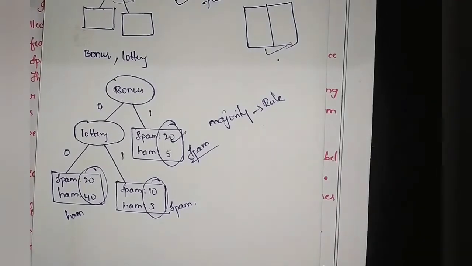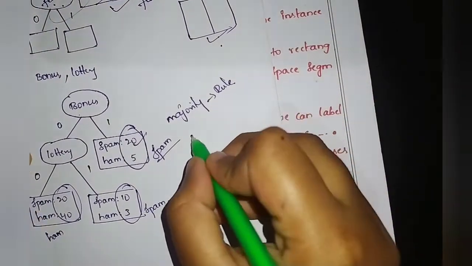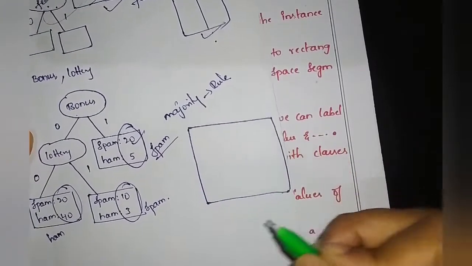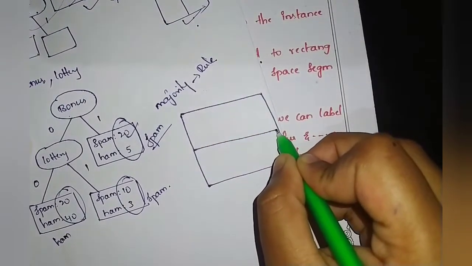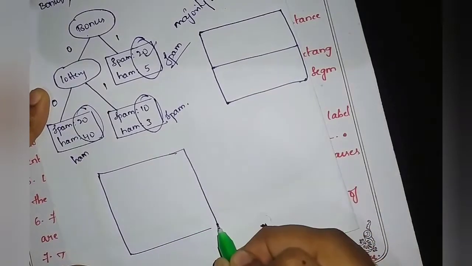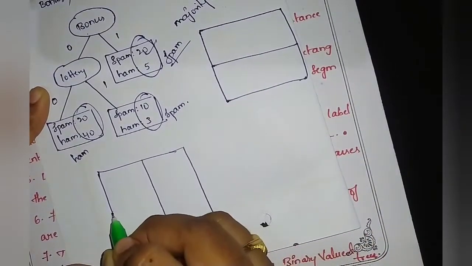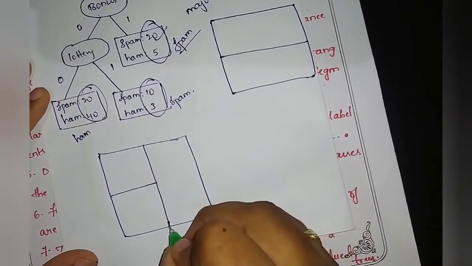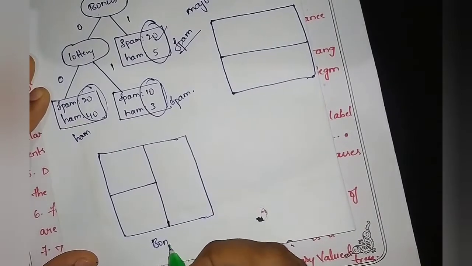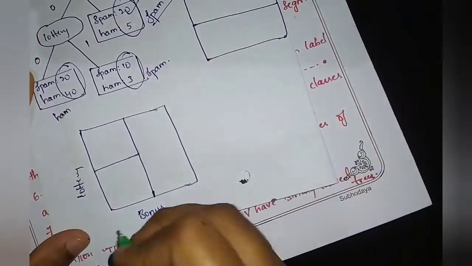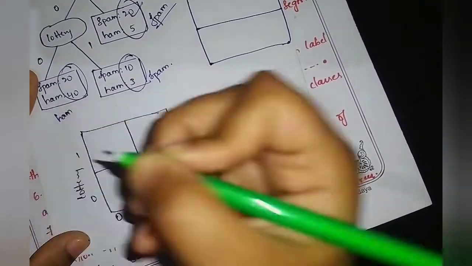Now according to this, we'll be constructing an instance space. In instance space, we just have a rectangular segment, right? Sorry, I just drew something else. So why I draw it like this is that we have two features, bonus and lottery, right? Here it is 0, this is 1, 0 and 1.